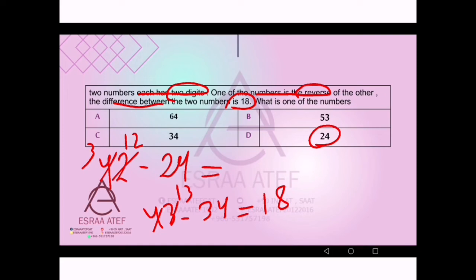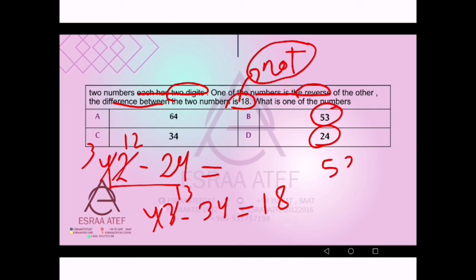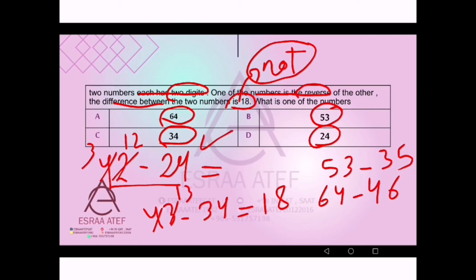Okay, this problem has something wrong. Here it is not 18, because I took these questions from students who took the exam. If we subtract 24 from 42, it will be 18. If we subtract 53 minus 35, it will be 18. If we subtract 64 minus 46, it will be the same 18. The only one which isn't 18 is 34, so the answer will be 34.